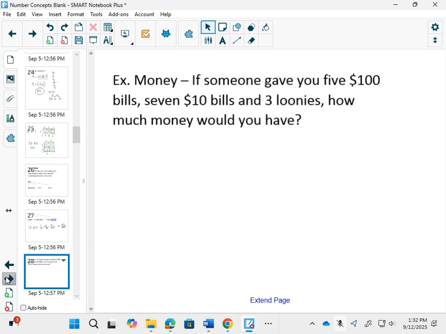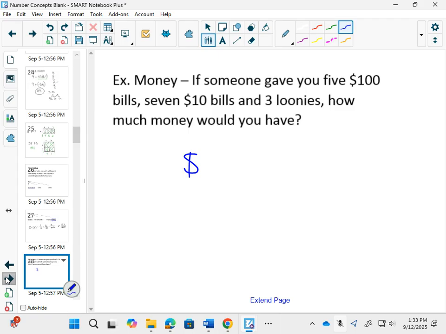So someone gave you 5 $100 bills, 7 $10 bills, and 3 loonies. How much money would you have? Write your answer on your paper. Someone gave you 5 $100 bills, 7 $10 bills, and 3 loonies. How much money would you have?